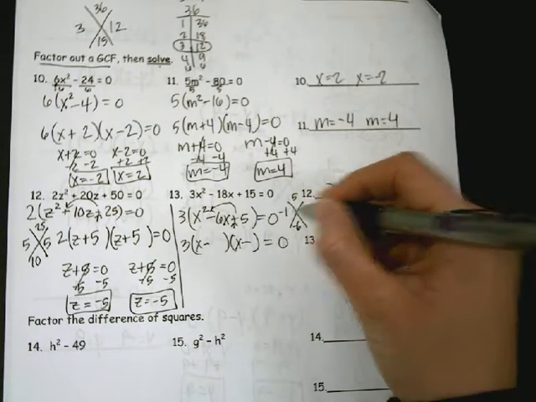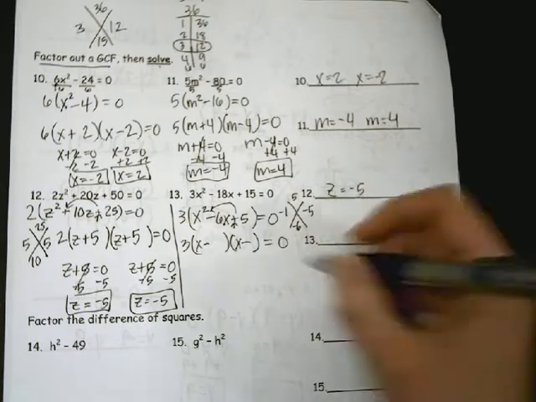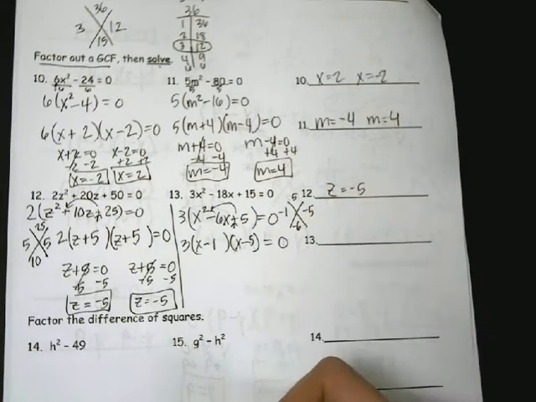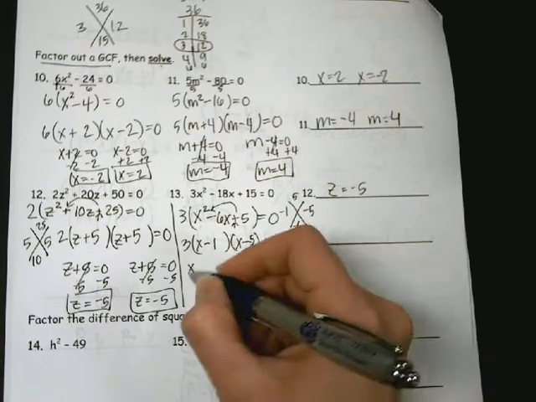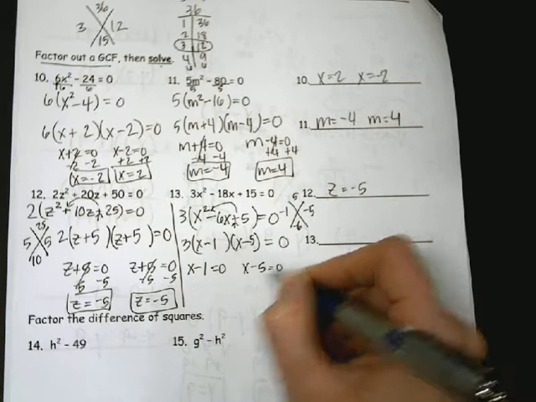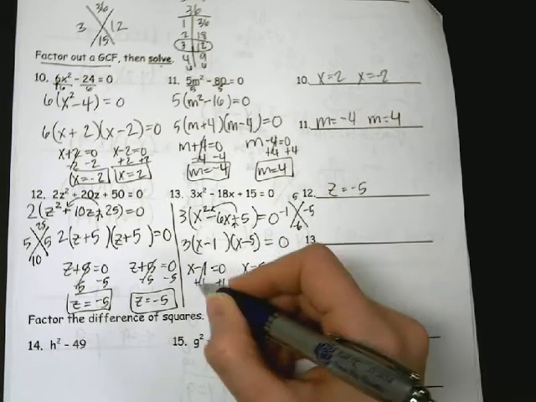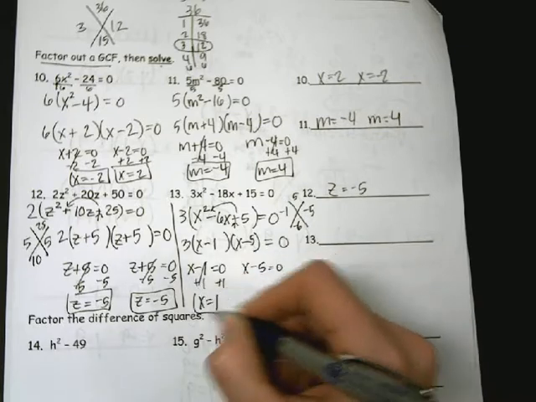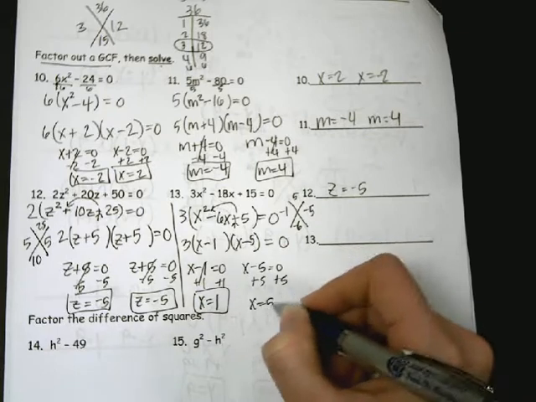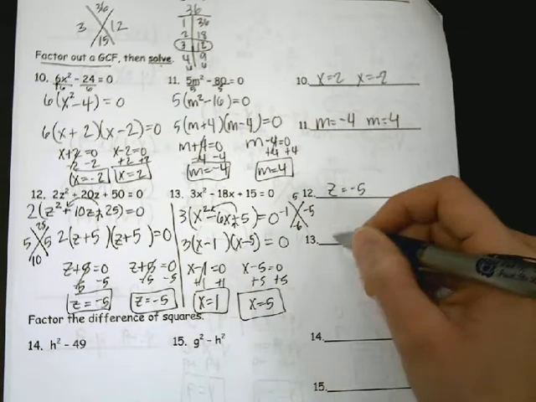1 and 5. Now that I'm factored, I have to set each parenthesis equal to 0. Add 1, x equals 1. Add 5, x equals 5. So your 2 answers for that case were x equals 1 and x equals 5.